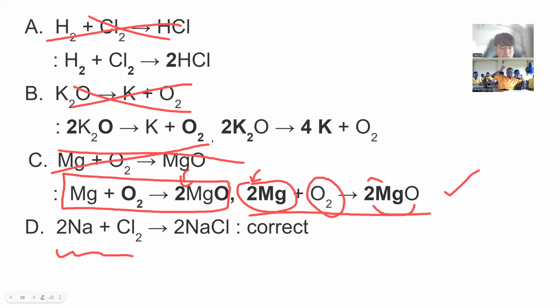The correct answer was D, like you guys said, which is 2Na plus Cl2 equals 2NaCl. You can see there are 2 sodium atoms on the left side and 2 sodium atoms on the right side. You also see 2 chlorine atoms on the left side and 2 chlorine atoms on the right side. So this all matches and it is correct.